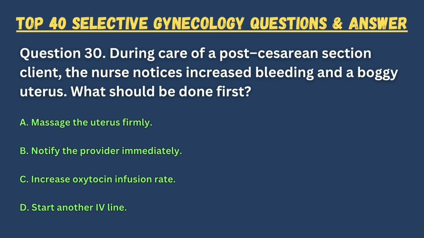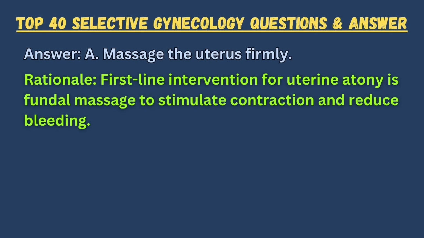Question 30. During care of a post-cesarean section client, the nurse notices increased bleeding and a boggy uterus. What should be done first? A. Massage the uterus firmly. B. Notify the provider immediately. C. Increase oxytocin infusion rate. D. Start another IV line. Answer: A. Massage the uterus firmly. Rationale: first-line intervention for uterine atony is fundal massage to stimulate contraction and reduce bleeding.